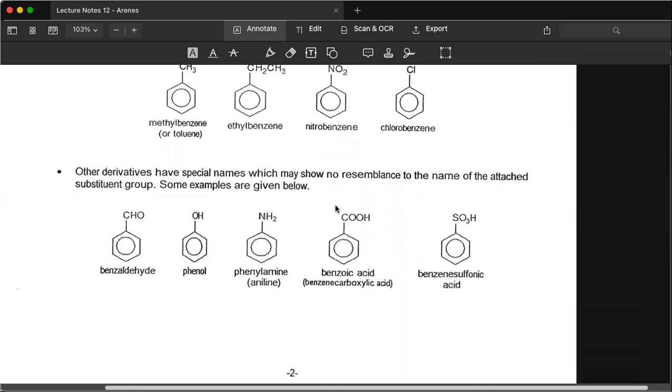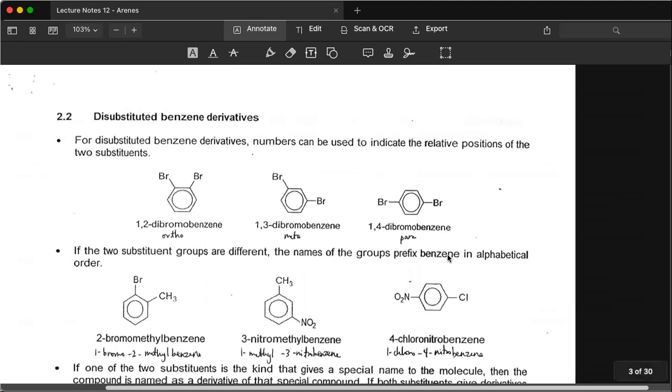Other derivatives have special names which show no resemblance to the name of the attached substituent group, like benzaldehyde, phenol, phenylamine, benzoic acid, benzene sulfonic acid. So the word benzene was removed from the naming.